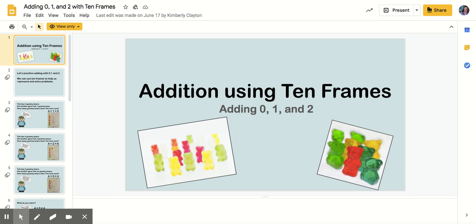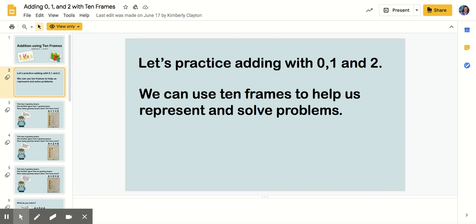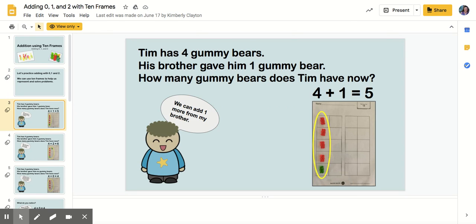Hey friends, we are continuing to learn about addition, and today we're going to be doing addition with 10 frames. Now we're going to start with smaller numbers just so we can get used to this strategy, but we are going to be able to use 10 frames to help us represent or show addition and help us to solve the addition problems. So here's our first example.